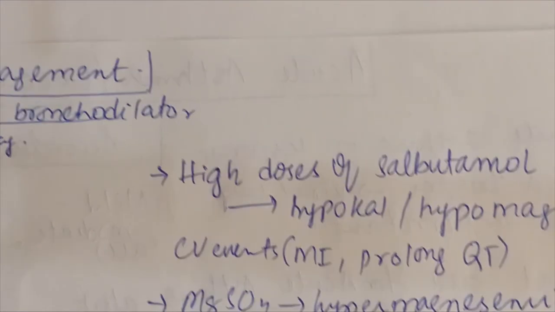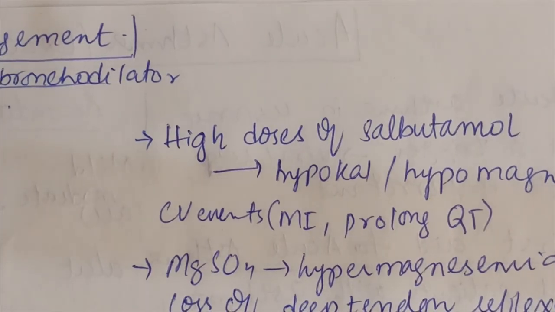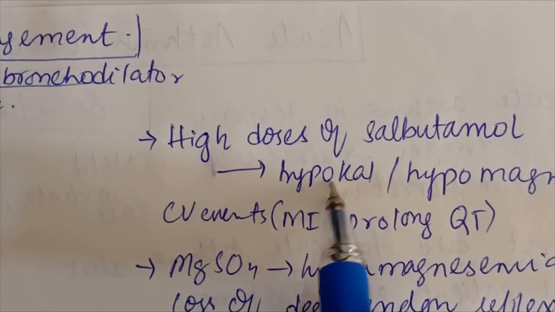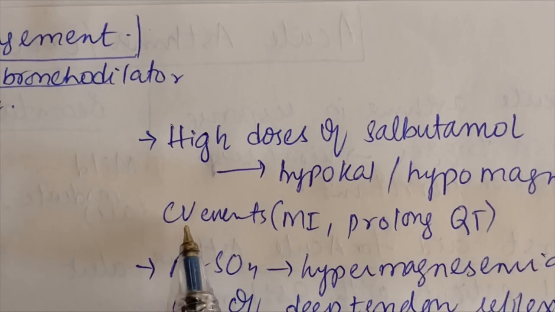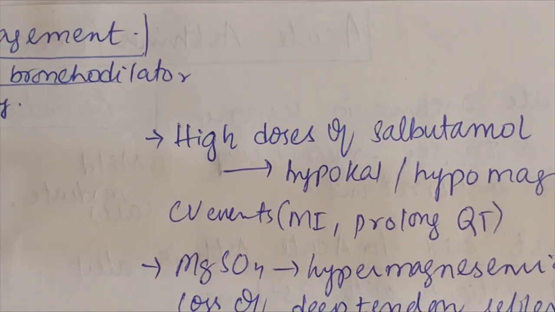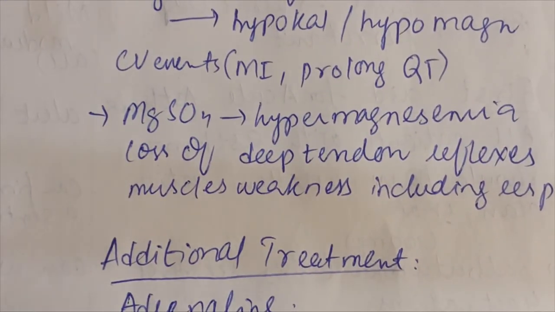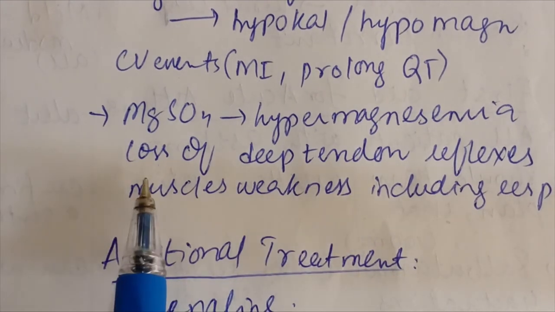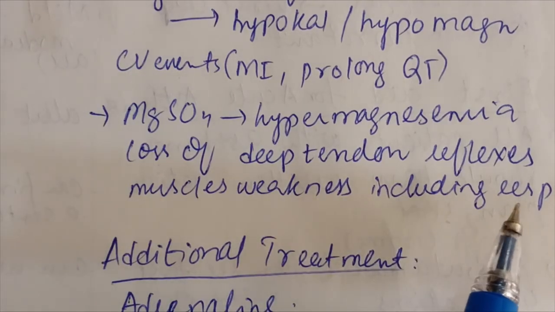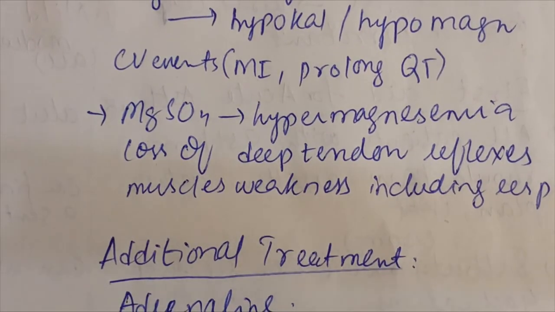High doses of salbutamol may also be required because of the severity, but high doses of salbutamol are associated with hypokalemia, hypomagnesemia, and cardiovascular events like MI and prolonged QT. So we are going to monitor the patient for that. Magnesium sulfate is associated with hypermagnesemia, and hypermagnesemia can cause loss of deep tendon reflexes and muscle weakness, and muscle weakness can also involve respiratory muscles. So it is very crucial to monitor the patient when he is on magnesium sulfate.